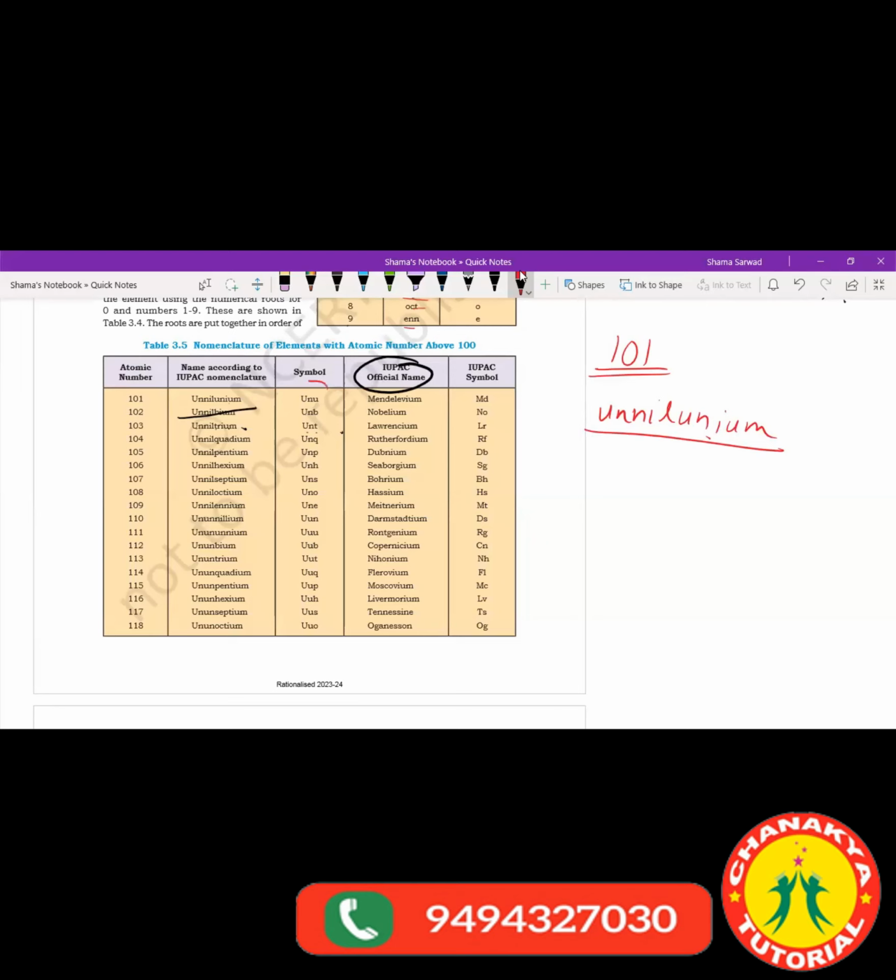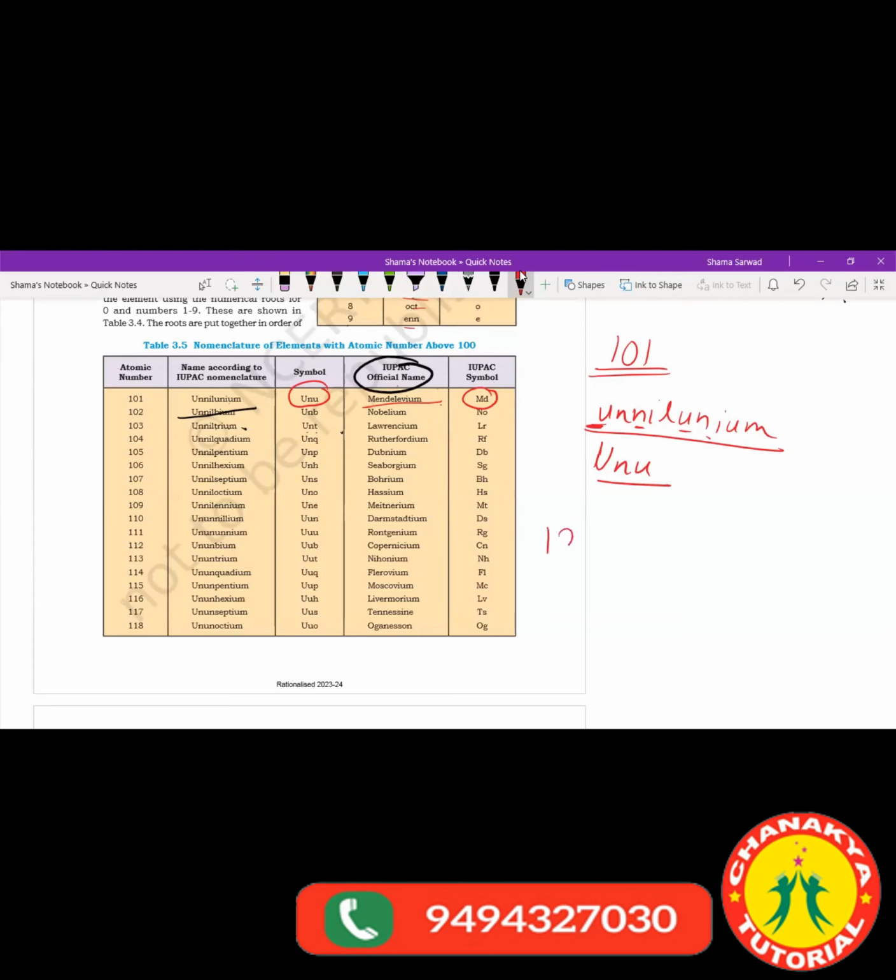The abbreviation would be UNU: U from un, then N from nil and U from un. So it would be U, N, U. Got it? Later, IUPAC officially named it Mendelevium, and the IUPAC symbol is given as Md. But earlier, whenever it was formed, the name was given as per the IUPAC label.